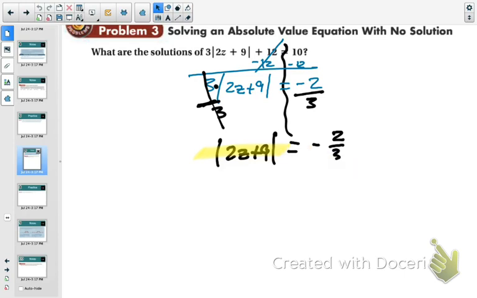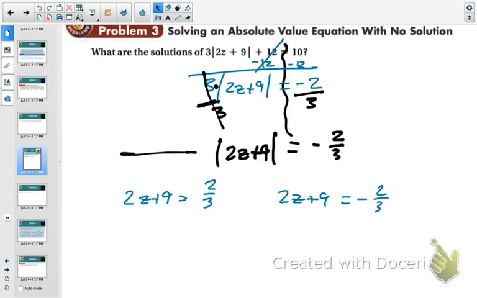Okay? So what a lot of people do is they forget about that, and then they just immediately go from here to setting up two equations. 2z plus 9 equals positive 2/3, and 2z plus 9 equals negative 2/3. Okay? That is not right.